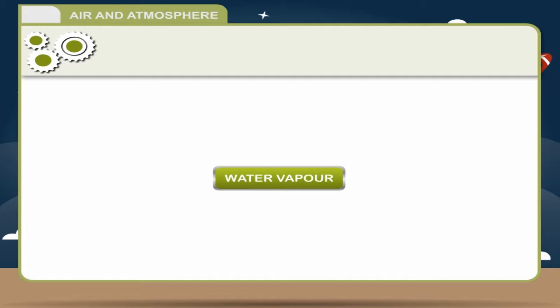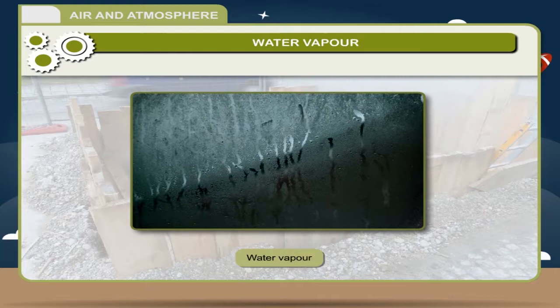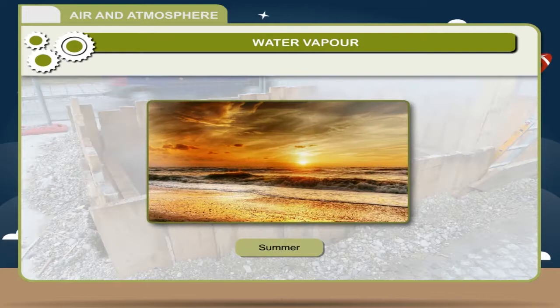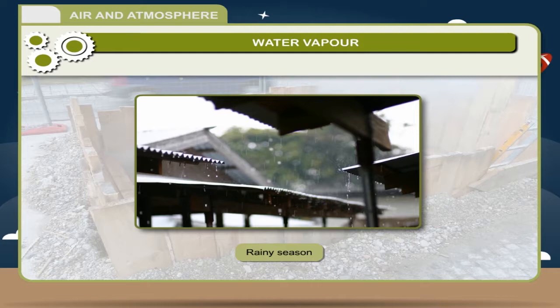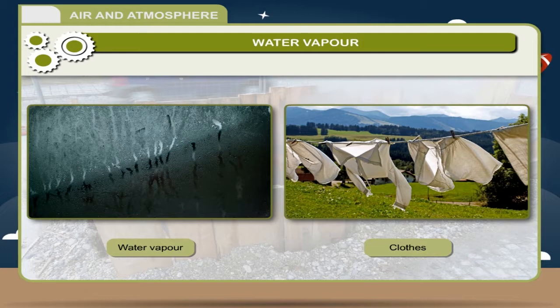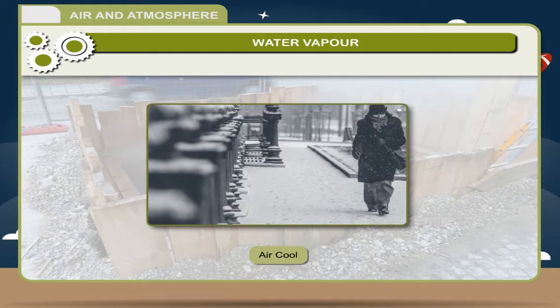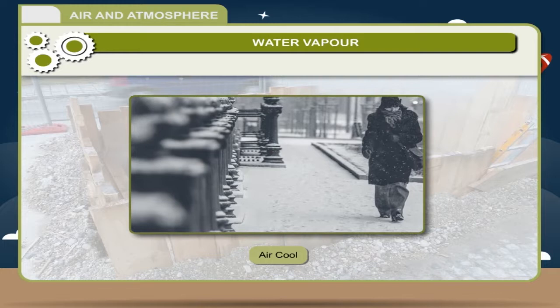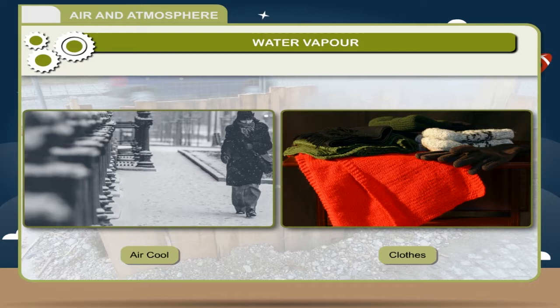Water vapor. The percentage of water vapor varies from 0.4 to 4%. In summer, clothes dry faster as compared to rainy season. This is because in summer, percentage of water vapor is very low in air. Hence, water evaporates faster from clothes, making them dry. In rainy season, air is cool due to high percentage of water vapor in it. As a result, evaporation of water from clothes occurs slowly, and clothes take a longer time to dry.